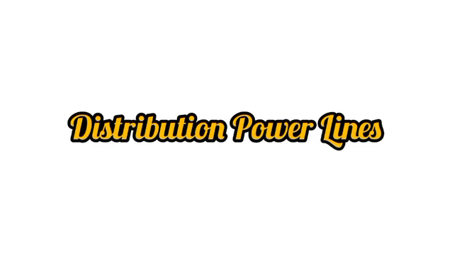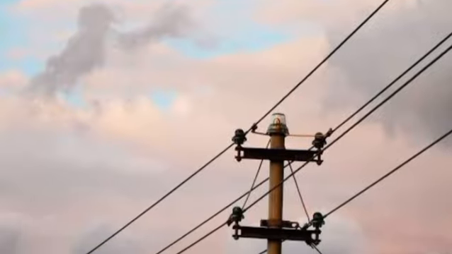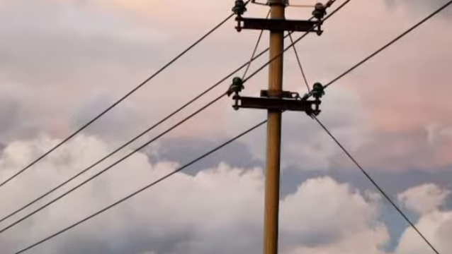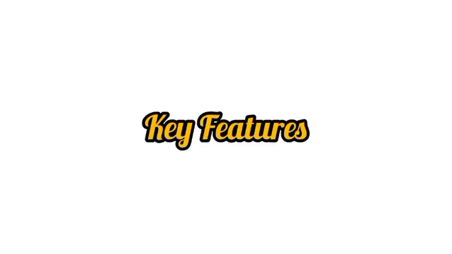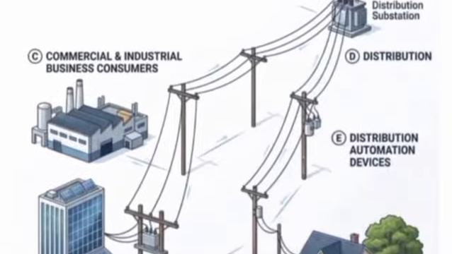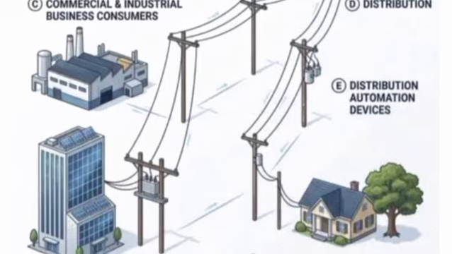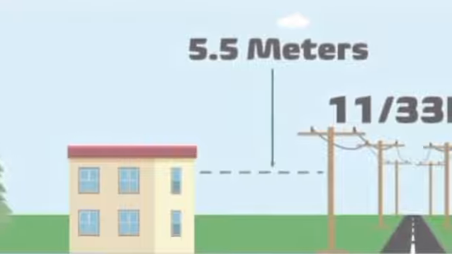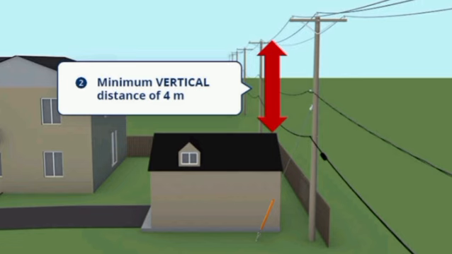Distribution power lines. Distribution power lines carry electricity from the substations to the consumers, completing the electricity journey. Key functions and features include: primary voltage 11 kV, 33 kV, secondary voltage 400 V, 230 V. Distance: short range, within cities and towns. Focus: safe, reliable delivery to consumers.